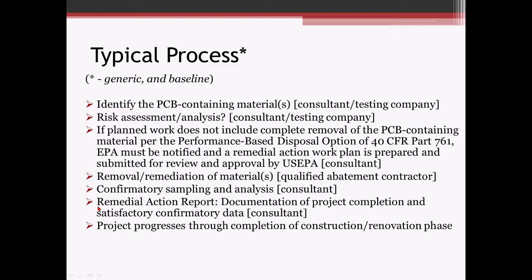And then a lot of times with those two options, you're going to have some long-term monitoring and sampling, whether it's air, surface wipe samples, bulk samples, or visuals. You're going to have to continue that until it's fully removed, basically. And then, on a construction renovation type project, you just progress through the completion of that.